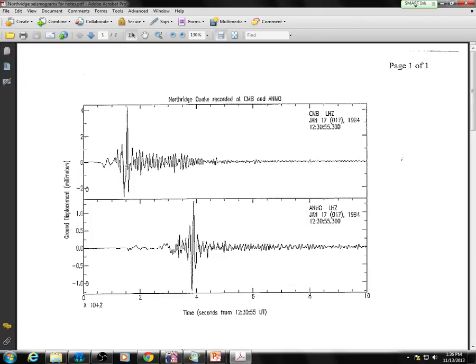Now we have to find the time lag. So again, start at the beginning, go over until something happens right here.